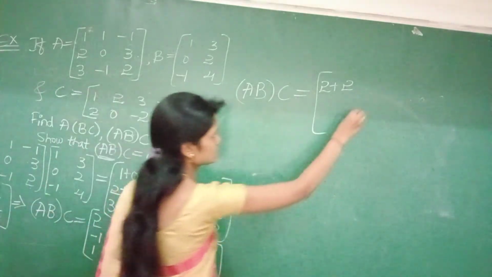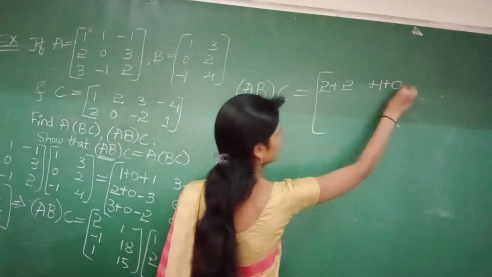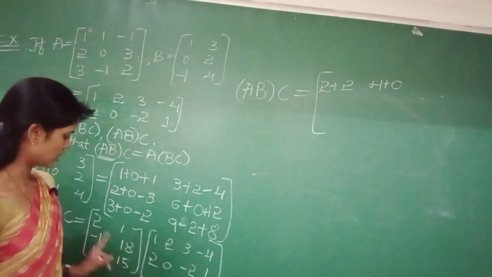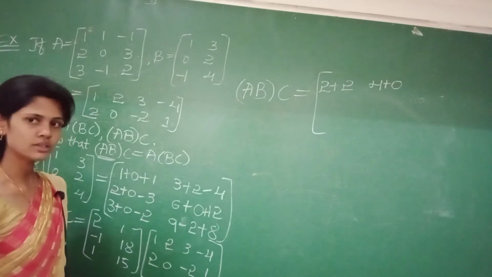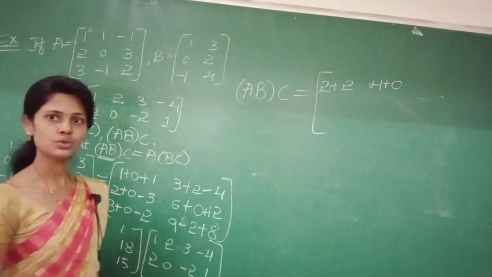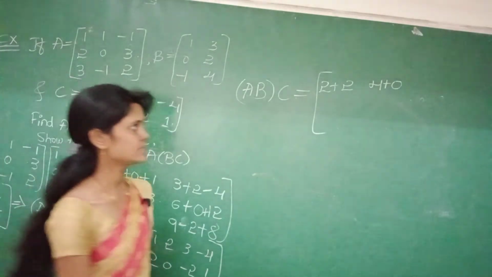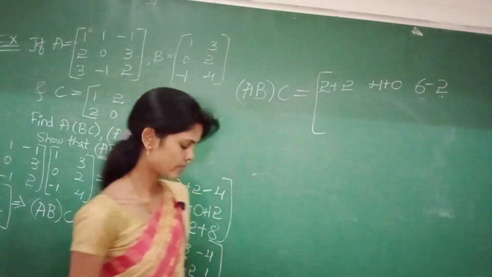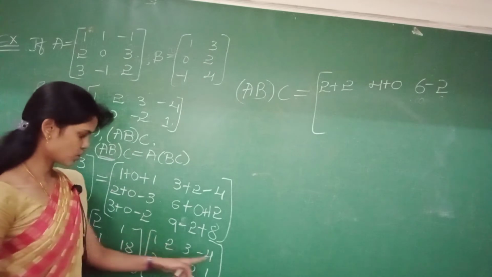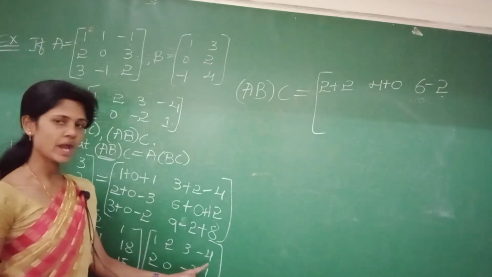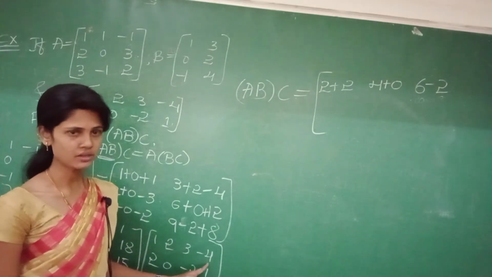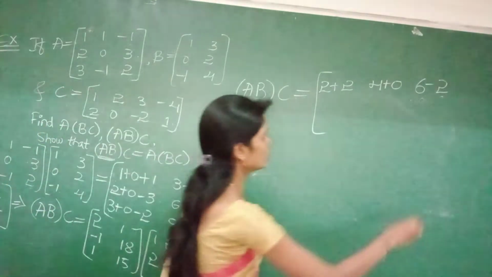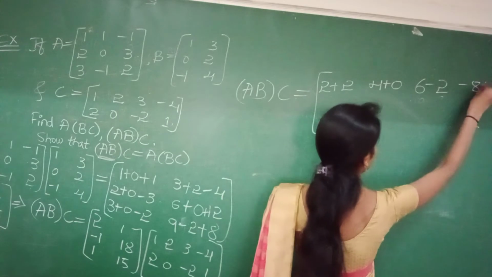So 4 plus 0. Okay? Then first row, third column, 2 into 3 it is 6, 1 into minus 2 it is minus 2. So 6 minus 2. Then first row, fourth column, 2 into minus 4 it is minus 8 plus 1 into 1 it is 1. So minus 8 plus 1.